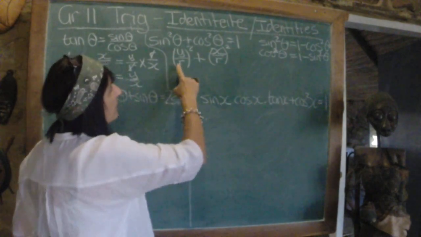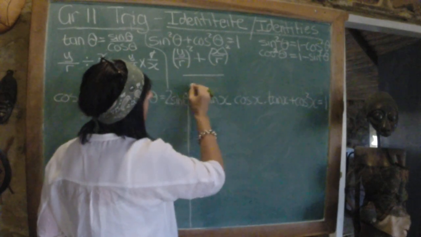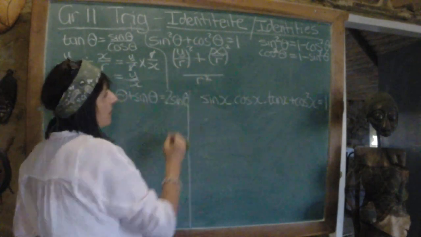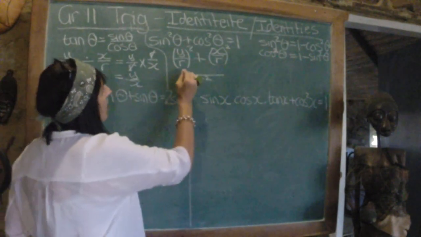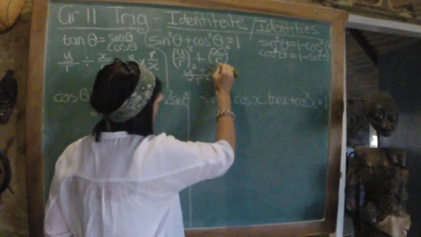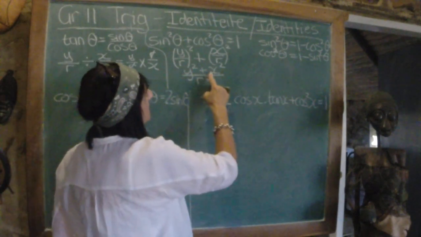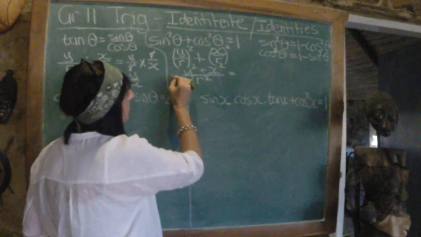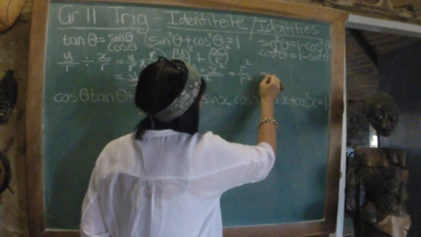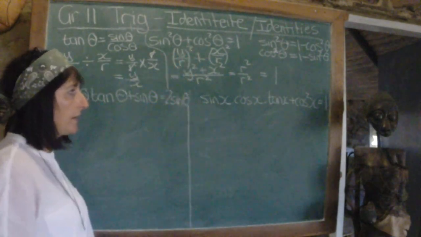Wanneer ons breuke bymekaar tel, dan kry ons 'n gemeenskaplike noemer. So my gemeenskaplike noemer is r kwadraat, want onthou die kwadraat behoort aan alles binne in die hakkie. So now I've got y square plus x square, en die stelling van Pythagoras sê y kwadraat plus x kwadraat is gelyk aan r kwadraat. En r kwadraat op r kwadraat is gelyk aan 1. And there I've proven my second identity.